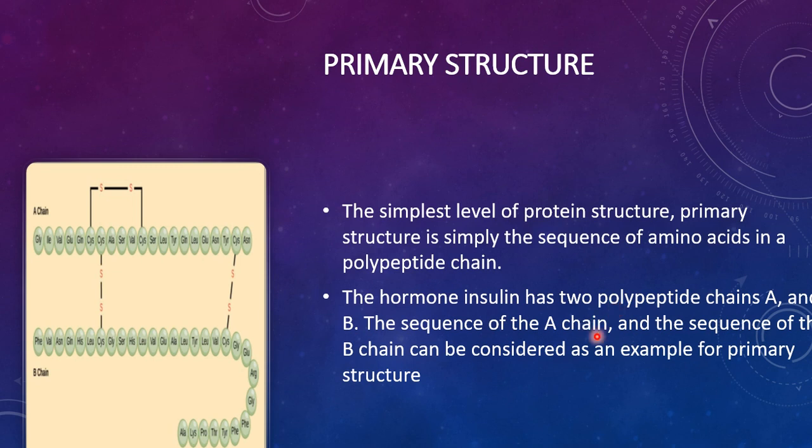So let's see the first one, that is primary structure. The primary structure is the simplest level of protein structure. We can compare the primary structure to just the alphabets of the English language. Just as there are individual letters, in the same manner we have individual amino acids arranged in the form of a linear structure. So the linear structure of a protein is considered the primary structure of the protein.